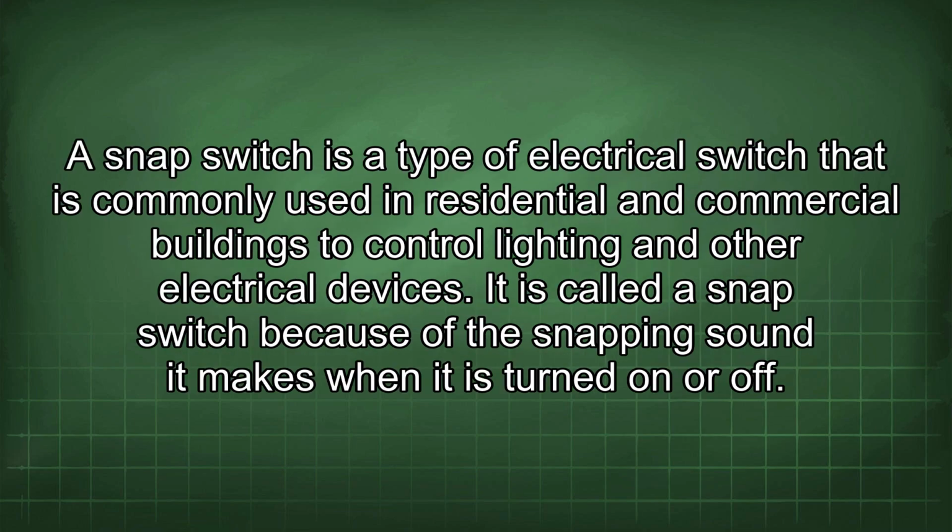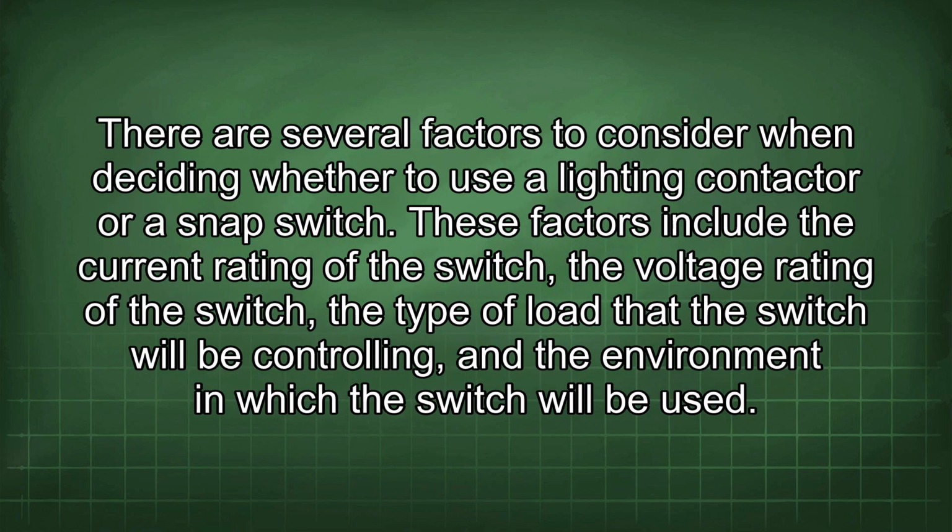A snap switch is a type of electrical switch that is commonly used in residential and commercial buildings to control lighting and other electrical devices. It is called a snap switch because of the snapping sound it makes when it is turned on or off. There are several factors to consider when deciding whether to use a lighting contactor or a snap switch. These factors include the current rating of the switch, the voltage rating of the switch, the type of load that the switch will be controlling, and the environment in which the switch will be used.